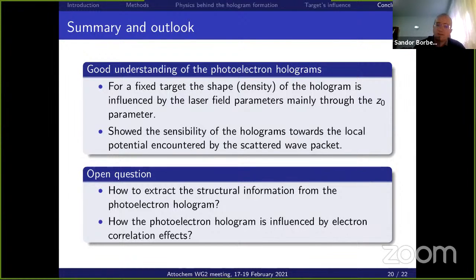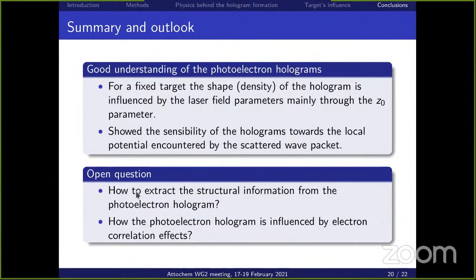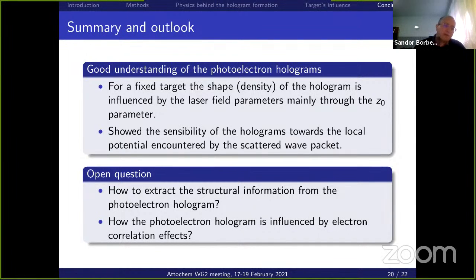The main question is how to extract structural information from the photoelectron hologram. So this technique can be useful only if you measure a photoelectron hologram, and from that you can reconstruct the scattering potential. And also another interesting question to answer is how this photoelectron hologram is influenced by the electron-electron correlation effects.